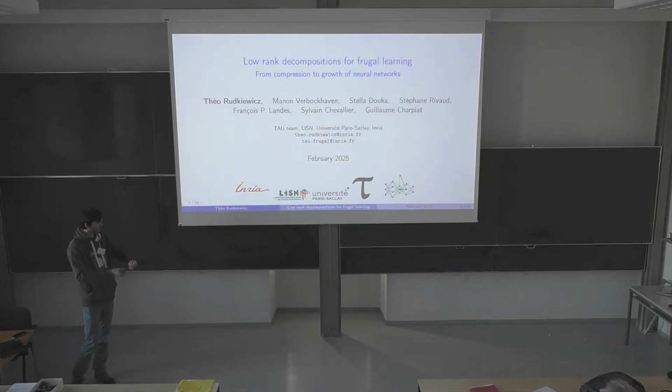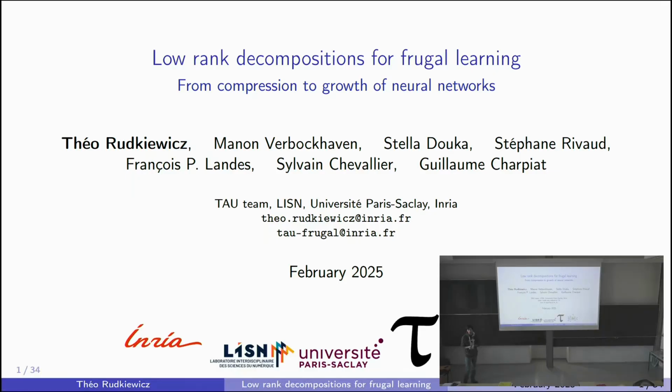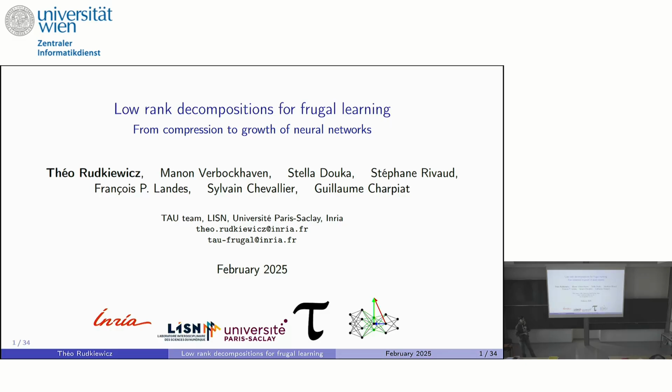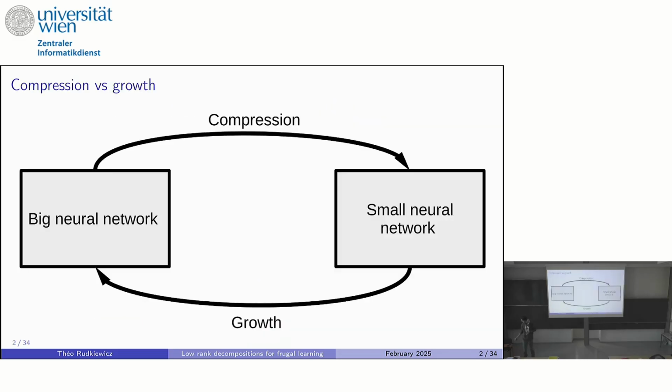So I'm going to present low-rank decomposition for frugal learning, so especially for compression and for growth of neural network. Compression is going from big neural network to small neural network, and growth is doing the converse, so it's logical to see them in a similar way.